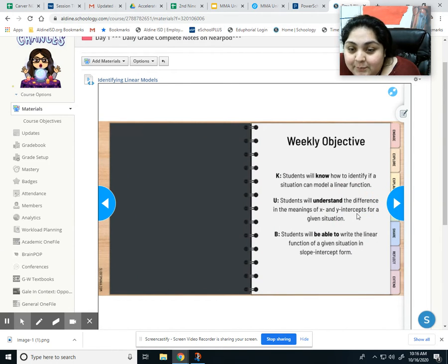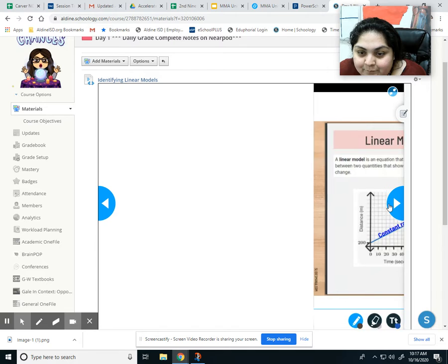Here's our weekly objective. For this week, students will know how to identify if a situation can model a linear function. Students will understand the difference in the meanings of the x- and y-intercepts for a given situation, and students will be able to write the linear function of a given situation in slope-intercept form.